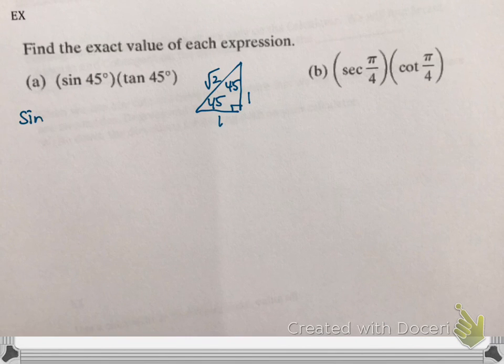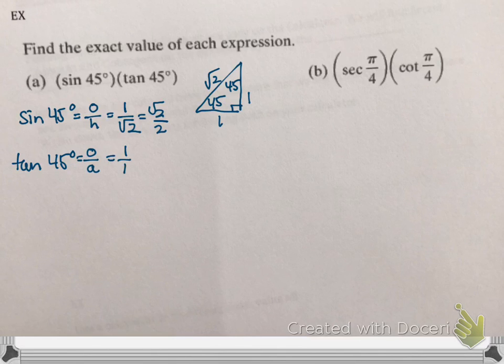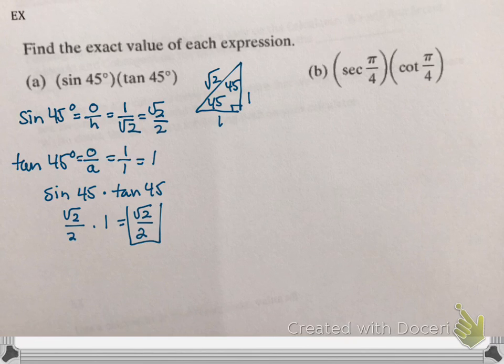So we're going to find sine of 45 degrees first. And remember, sine is opposite over hypotenuse. The opposite side would be 1 over radical 2. So this is radical 2 over 2. Okay, we have to also find tangent of 45 degrees. Tangent is opposite over adjacent, which is 1 over 1, which is 1. So if I put this together, sine of 45 degrees times tangent of 45 degrees, I get radical 2 over 2 times 1. That equals radical 2 over 2. There's your answer.